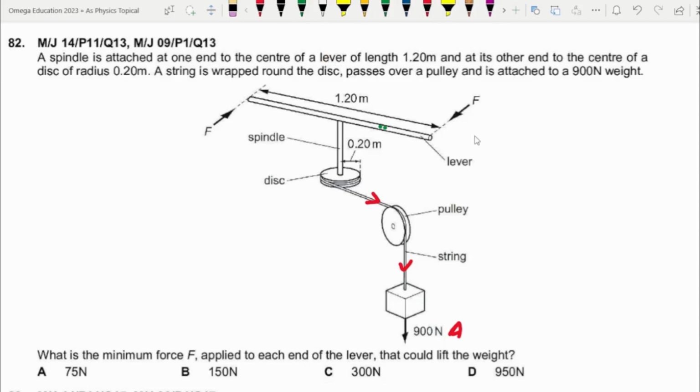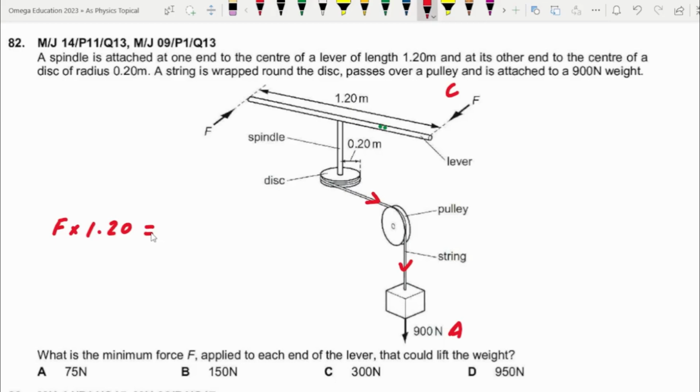So we apply the same rule once again. What we have is clockwise moment of force equals the counterclockwise moment of force. So what do we have for clockwise? These two forces, and whenever you have two forces equal in magnitude and opposite in direction, you can calculate the moment by the formula of couple. So how do we find the couple? We multiply one of the forces by the perpendicular distance between them, which is 1.20. So that is the total moment clockwise.